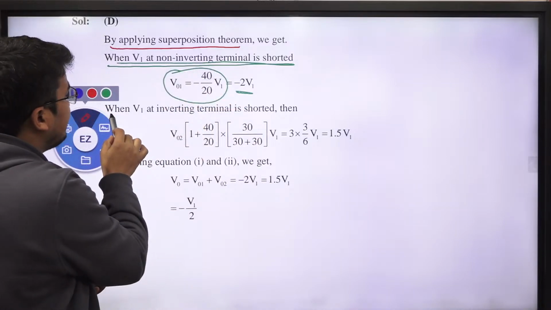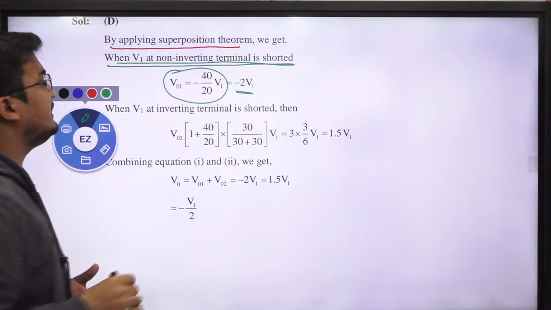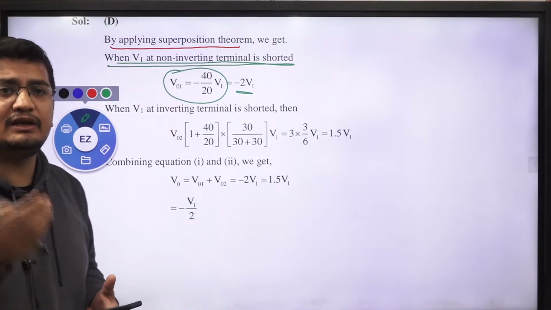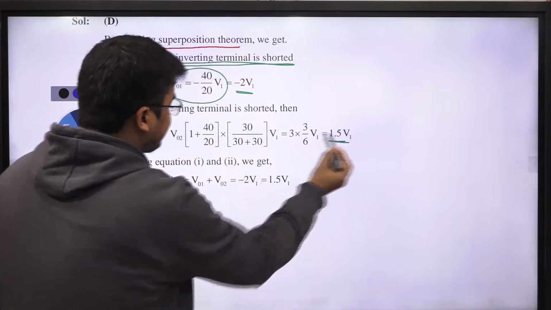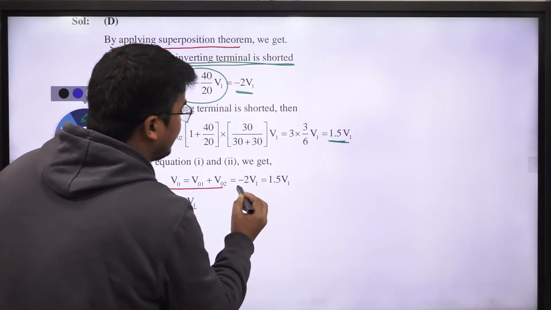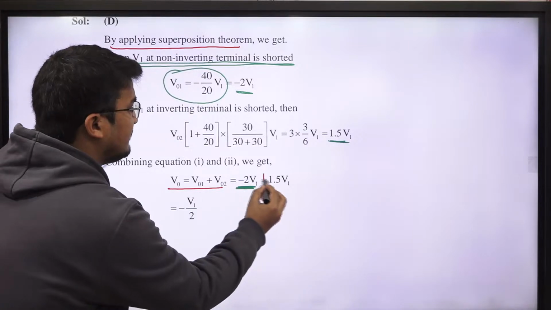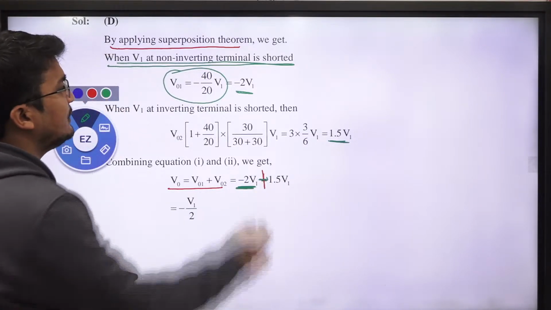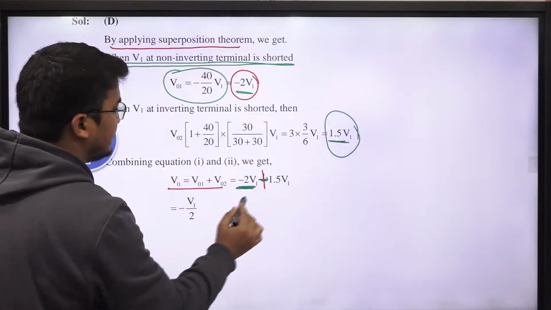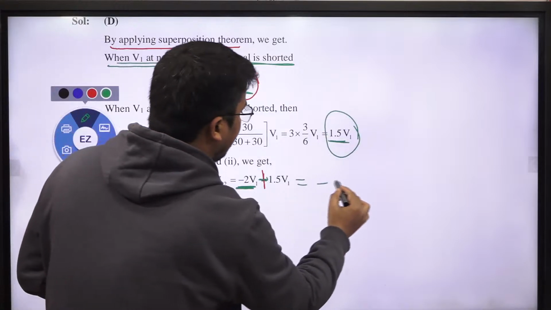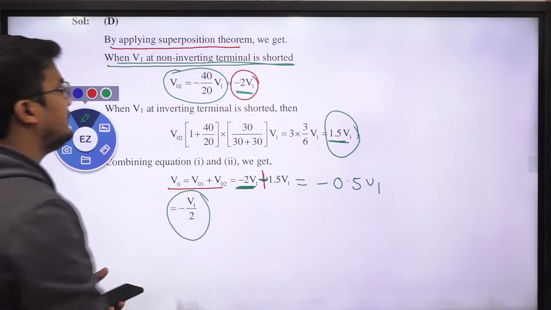Second case, I am assuming V1 at the inverting is shorted. It means we are considering only the non-inverting input, right? So at the non-inverting, you will get this value. If you add both together, you will end up getting minus 2V1 and this will be plus 1.5 V1. Is it clear? You need to add both these voltages. The final voltage will ultimately be minus 0.5 V1, or you may write minus V1 by 2. So this is the answer.